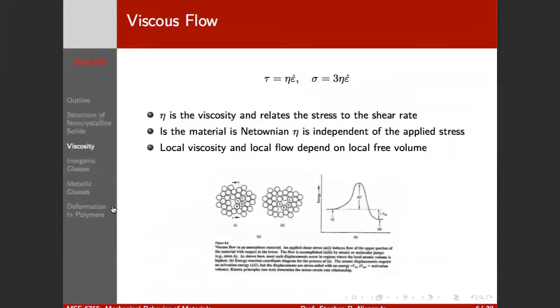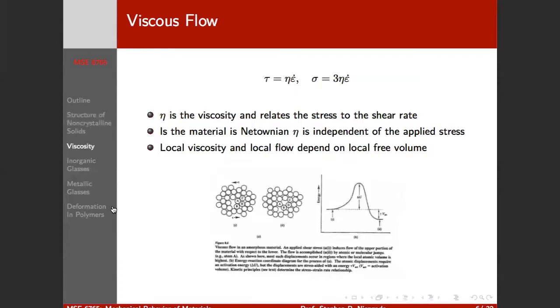So we assume here that we're going to have a viscous flow. Whereas for elasticity, we said stress was proportional to strain, and the linear proportionality was our elastic stiffness. For viscous flow models, stress is proportional to the strain rate, and our constant of proportionality is viscosity.